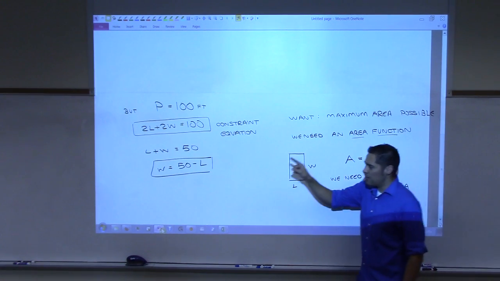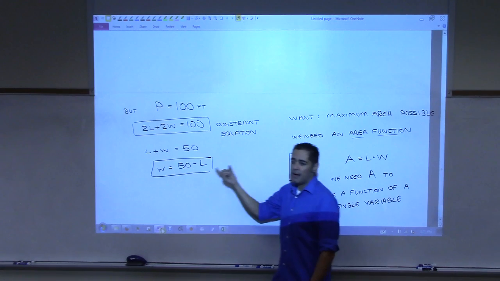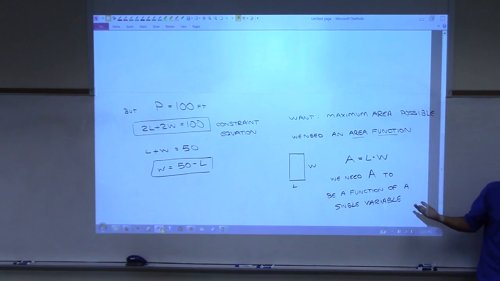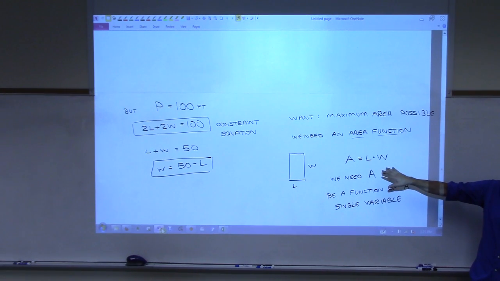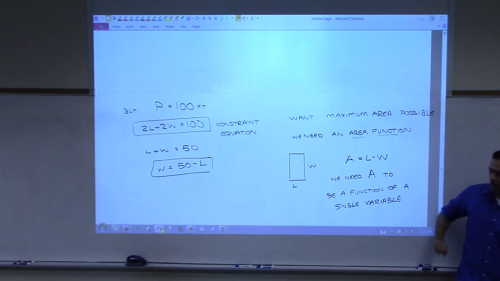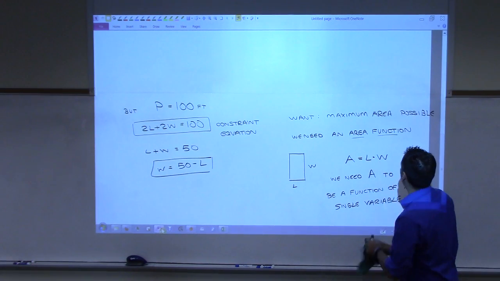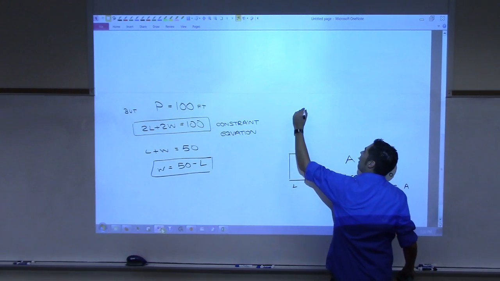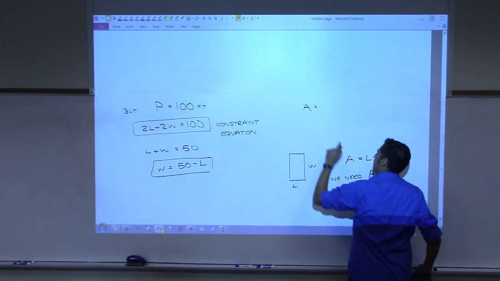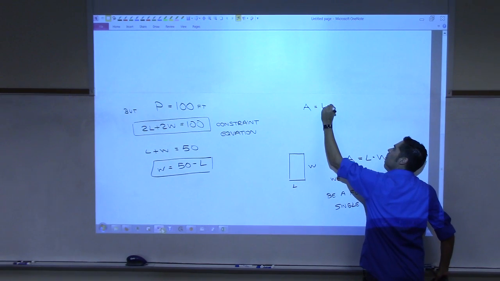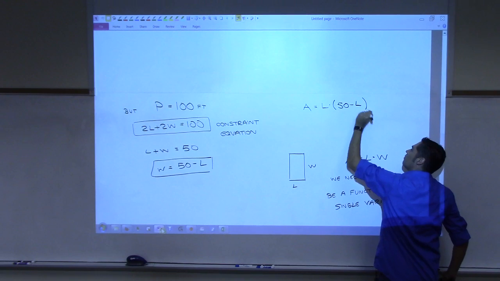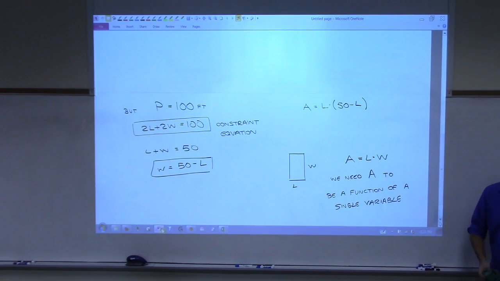Now I can take this equation, my constraint equation, come back over to my area equation and substitute in, right? So I'm going to replace what with what here? Replace W with 50 minus L. So I'm going to now continue this piece. I'll do it up here. So now what we have is that the area is L times what you said W was, which was 50 minus L. And that's it, right?